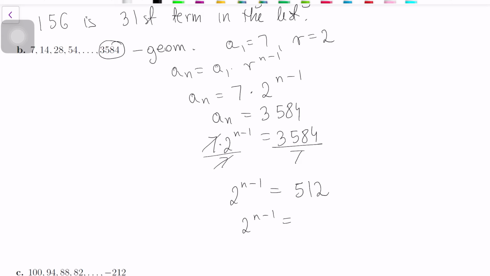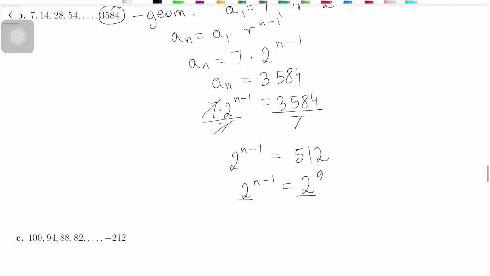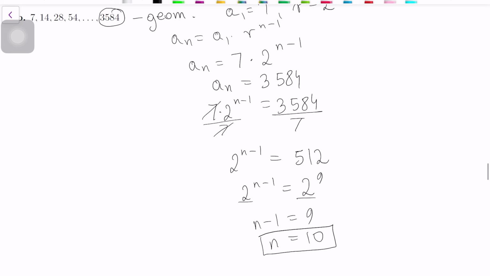Now 512 is 2 to the power 9. So once you see the same base, then it must mean that the exponents must be the same, which means that n must be 10. Okay, so you try to write both sides as the powers of the same base, in this case, as the powers of 2. So that means n is 10. So actually this is a 10th term, only 10th term.